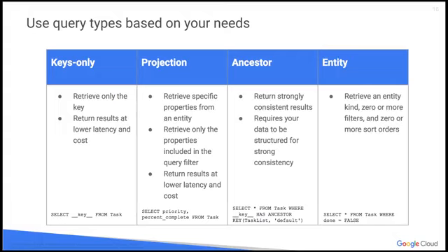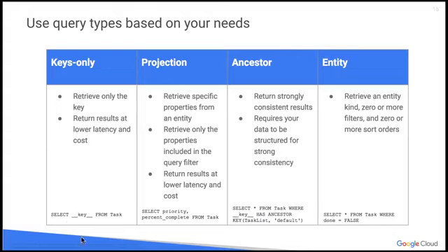Use different query types based on your needs. If you need to access only the key from query results, use a keys-only query. A keys-only query returns results at a lower latency and cost than retrieving entire entities. In the chart, you will see an example of a keys-only query.